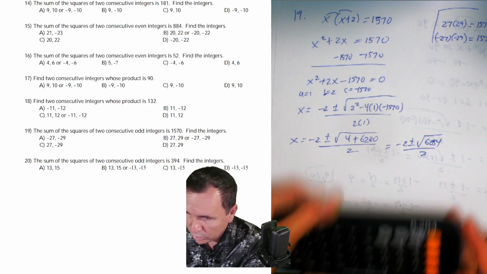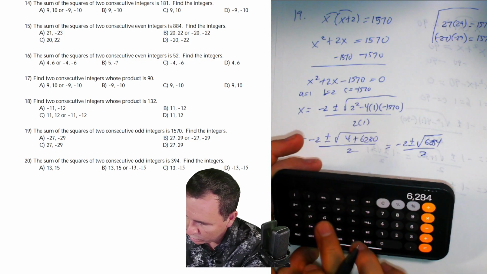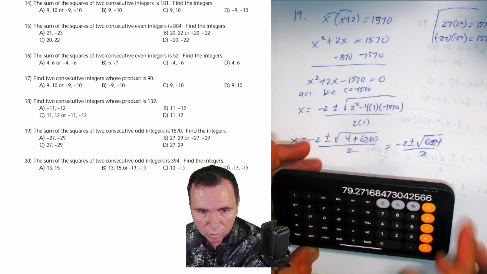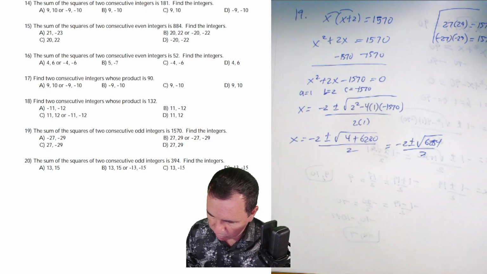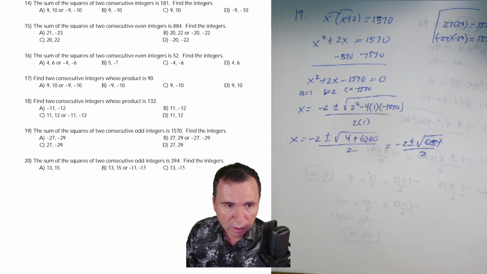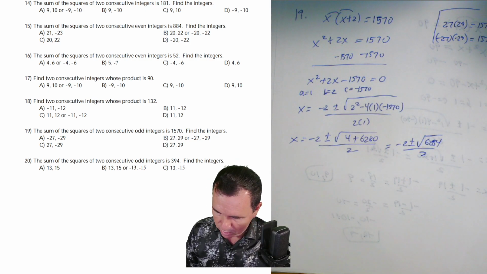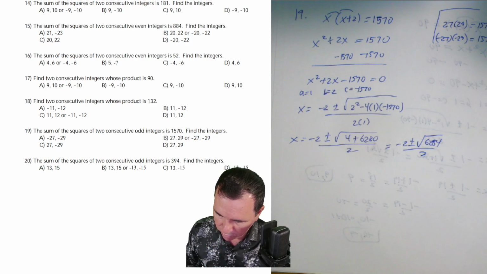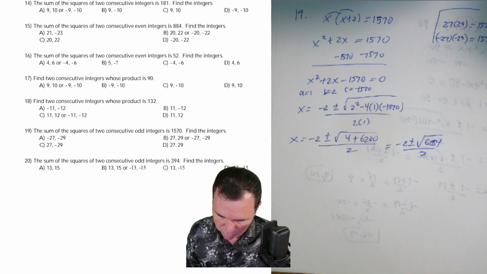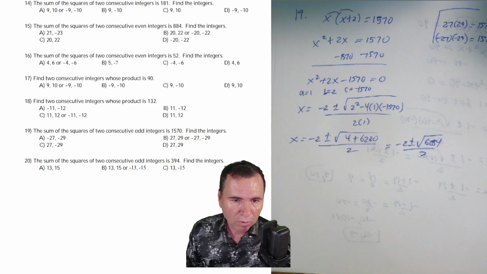Now if you just click the square root button, oh, something happened. Did I do something wrong? 4 times 1570 equals 6280 plus 4. Take the square root. Whoa.